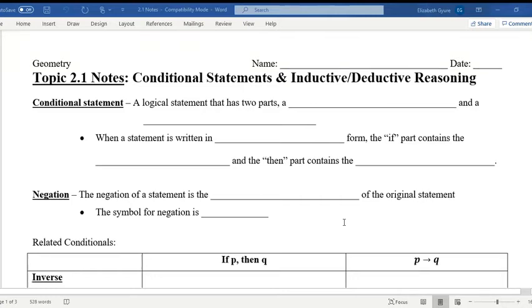All right, we are moving on to topic 2 today. We're going to be covering 2.1, which is conditional statements and inductive/deductive reasoning. So this chapter is when we're going to start to get into our proofs. So definitions are going to be important here, how you phrase things.